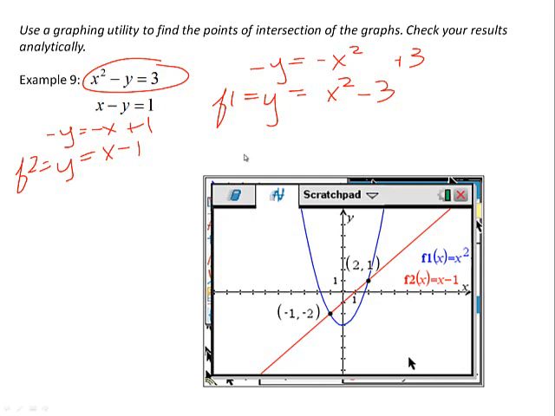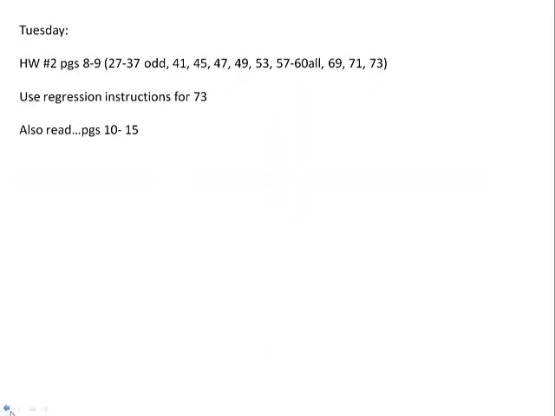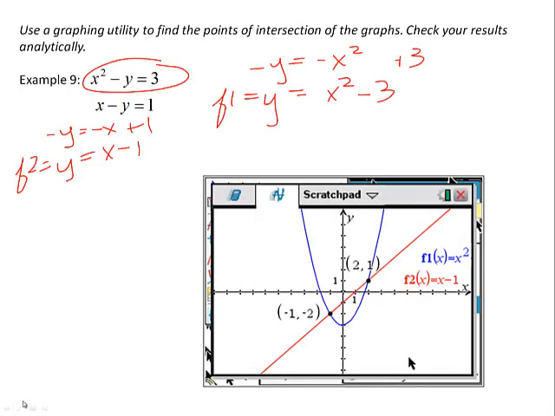Alright, so those 2 points there would be our points of intersection. And we could try to do them by hand, and you could get them by hand just like we did in the last example. So that concludes this lesson, and go ahead and try the assignment.